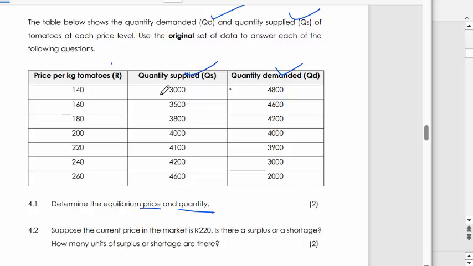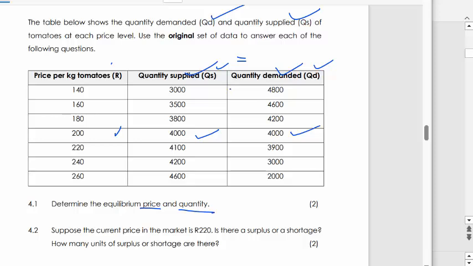The equilibrium price and quantity essentially occur where quantity demanded is equal to quantity supplied. So these should be equal. Let's look at where they are equal. Let's try to find it by just skimming through here. As you can tell, they are equal at what price? At the 200 price mark, right? So they are equal at that price mark.